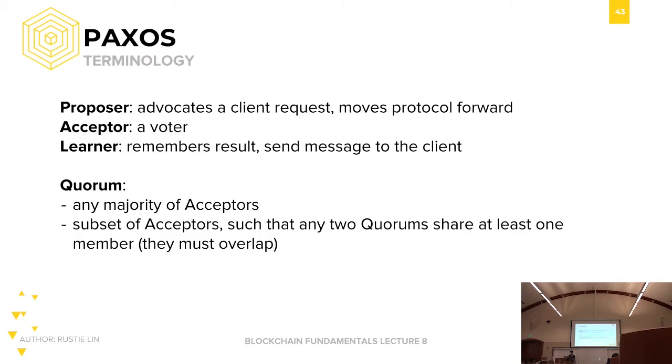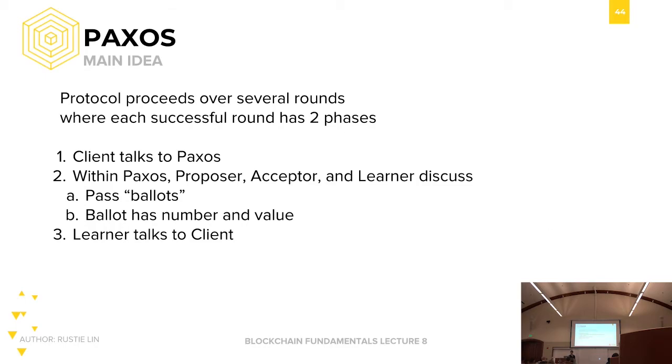And so we have this idea of a quorum, which is a majority of the acceptors in the network. In order to come to an agreement, you need a subset of acceptors such that you have 2 quorums that share at least 1 member. So multiple quorums need to overlap. I'm not going to go into too much detail about Paxos because it's quite confusing and out of scope of this class. But the idea is that this protocol proceeds over several rounds, and these rounds help enable consensus and come to some sort of agreement. Each successful round has 2 phases.